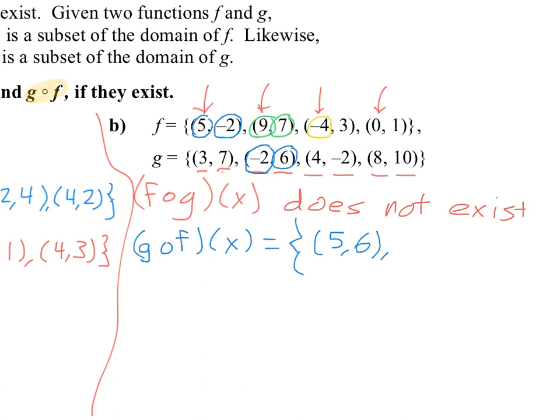-4 takes us to 3. Then we have to teleport to another 3, which we have. So that coordinate started at a -4 and ended at 7. All right, last one. 0 takes us to 1, and there is no 1 in the x's for g, so we are done. There were only 2 coordinates.